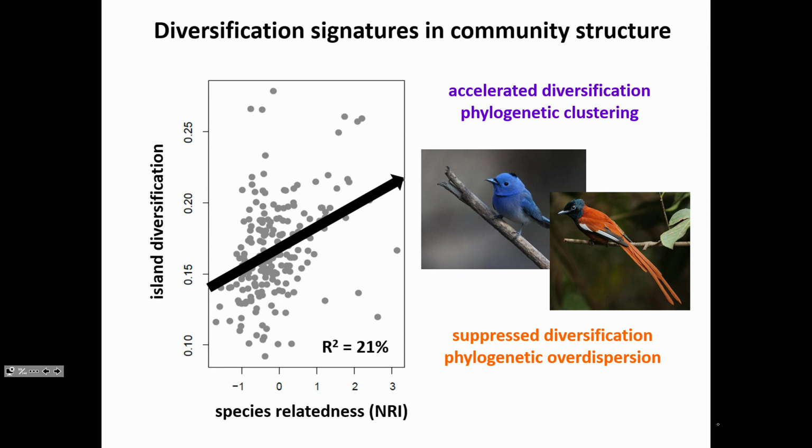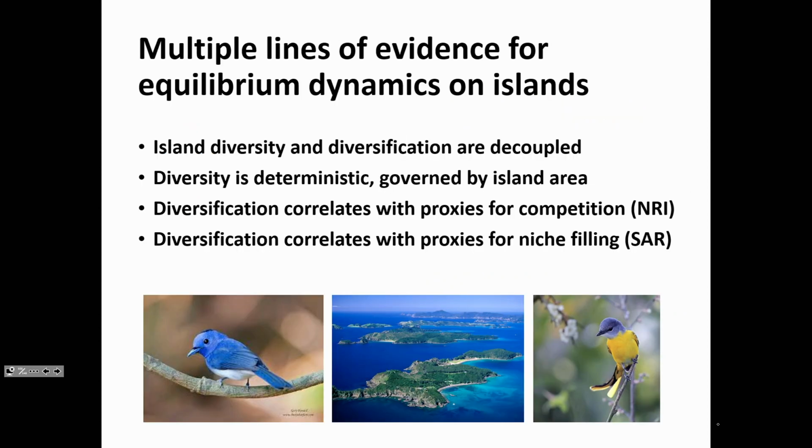suppressed diversification, clustering with accelerated diversification, and these seem to constitute multiple lines of evidence for the equilibrium dynamics of island diversity. So we saw that island diversity and diversification are decoupled, governed by different factors. We saw that island diversity is deterministic, governed by island area, and island diversification correlates with proxies for possible competition and with proxies for niche filling following from the species-area relationship. So each of these lines of evidence would be relatively weak on its own, but when you look at them together, there seems to be some indication that the dynamics of island diversity might be equilibrial.